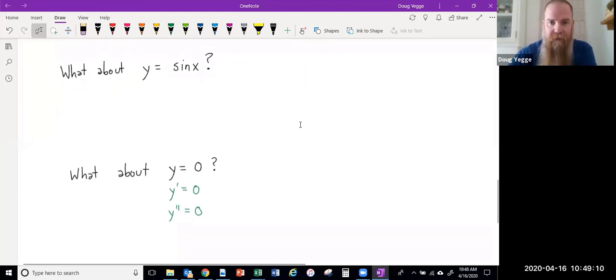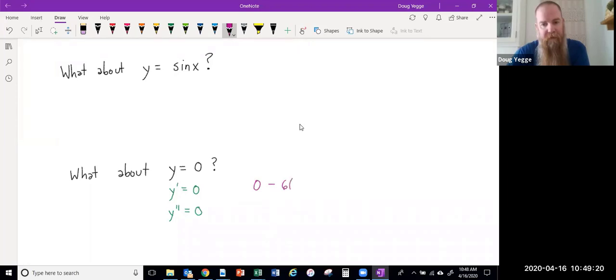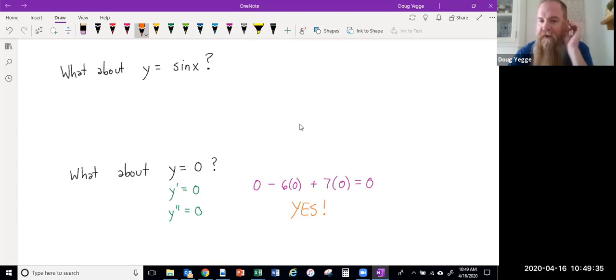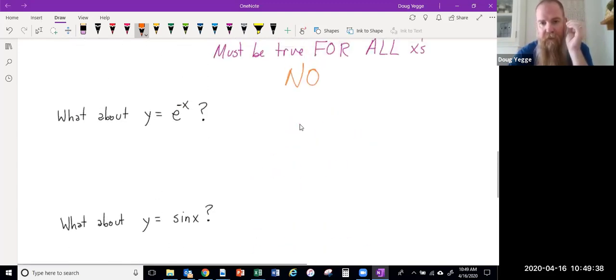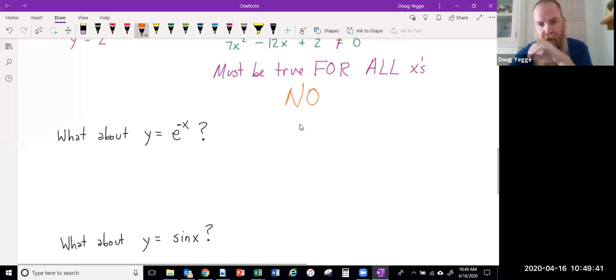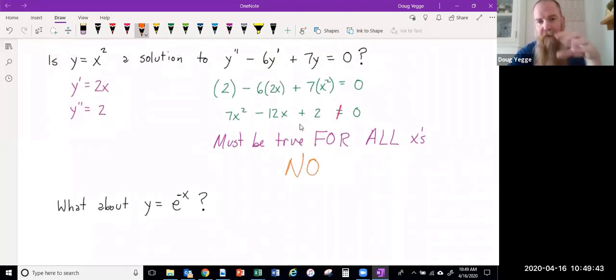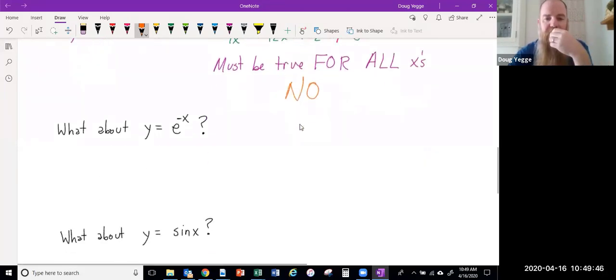Okay. And so we could see for y equals 0, this is going to be a solution because we see 0 minus 6 times 0 plus 7 times 0 equals 0. So the answer here is yes, this is a solution. Okay, but it's a trivial solution because it's a solution that we wouldn't ever get through the course of using some methods to solve. It's something that we have to look at and reason through in order to solve.